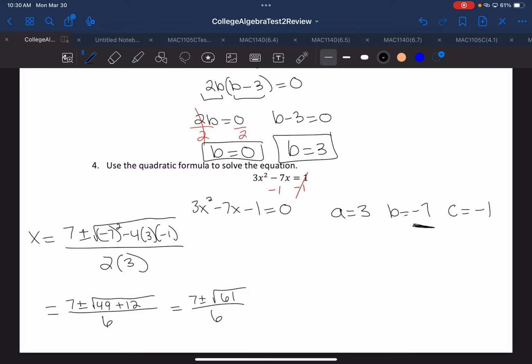But this can't be simplified. So this would be my answer. 7 plus square root of 61 over 6, and 7 minus the square root of 61 over 6. I don't need to separate these into two fractions because they're not complex numbers. You only need to do that when it's complex numbers, when there's an i. But there's not an i. And I believe you could have just written it like this in the answer, using the plus or minus, and then you would have been fine. Because it's not complex.